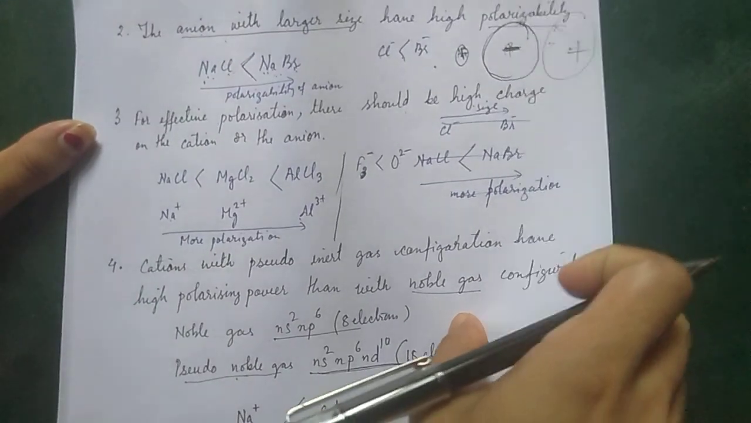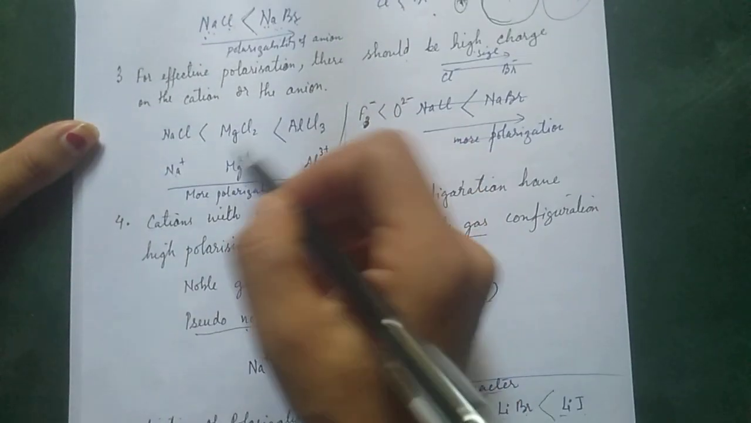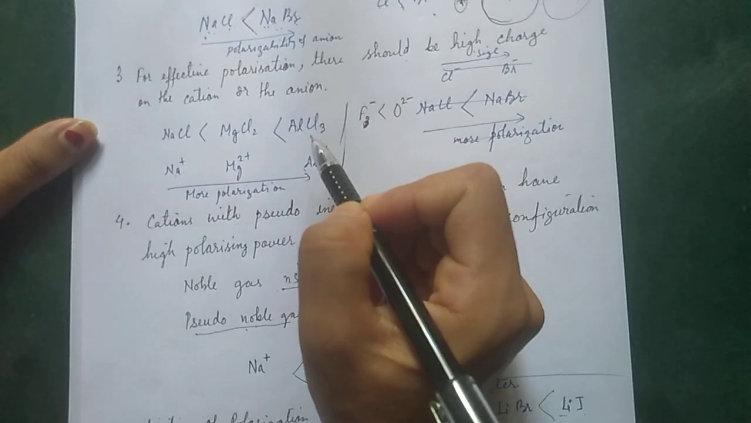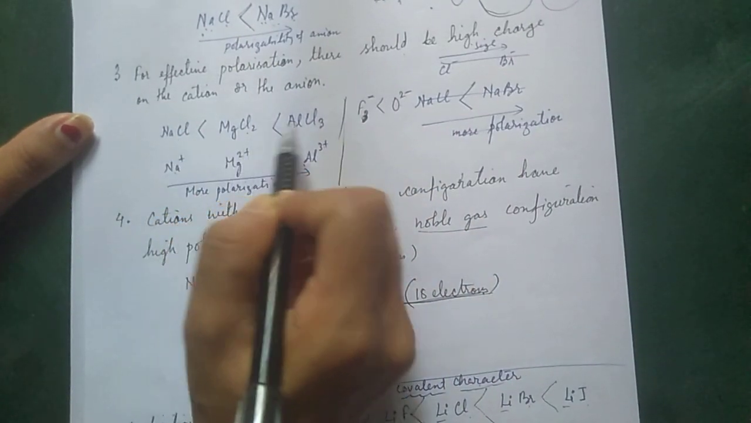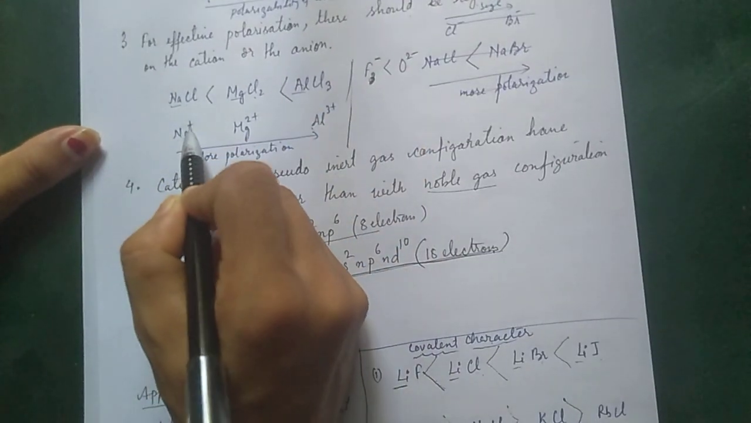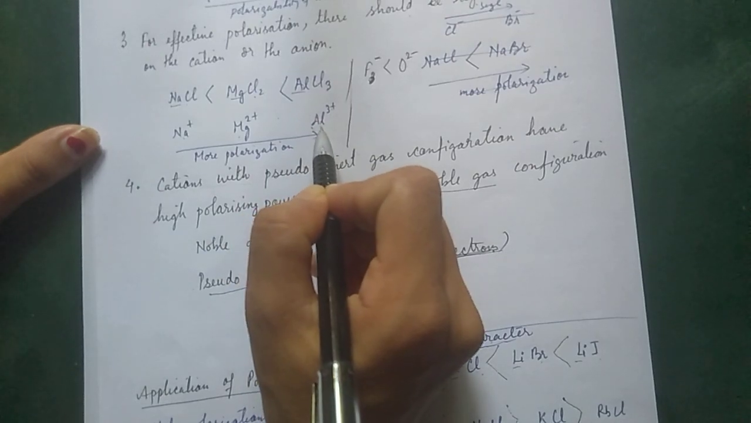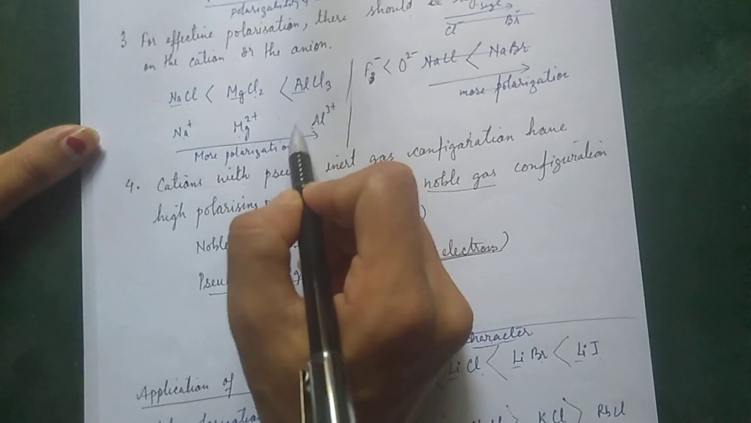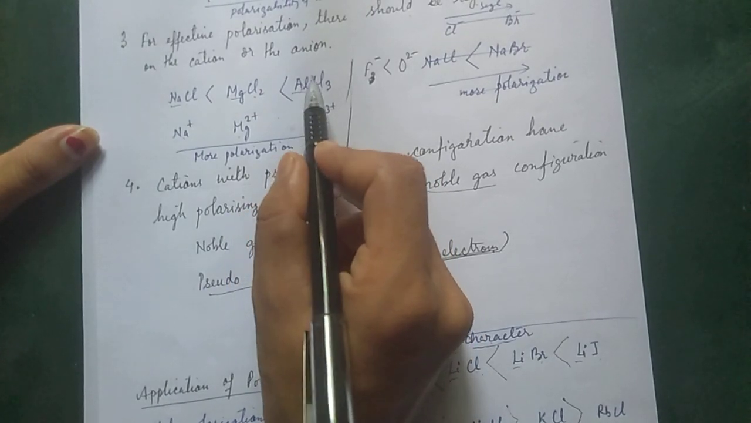Effective polarization also depends on the charge density. The more the charge density of the cation or the anion, the more is the polarization. In these compounds the anions are similar but the cations are different, and here the cation has 2 plus. High charge density is in aluminum, Al3 plus, so it will have high polarization and more covalent character.